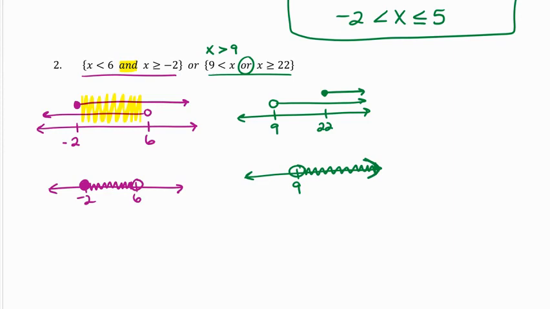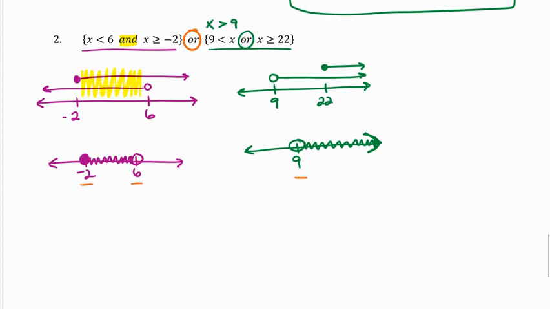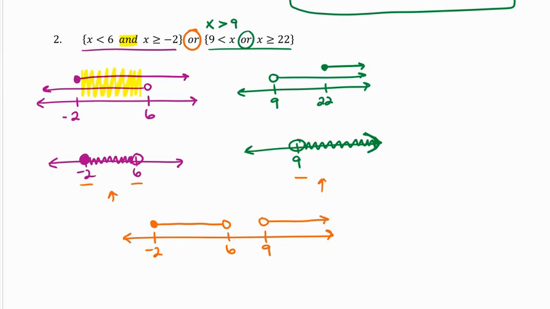Okay, then we've got to put them together with our or, right? Okay, so to put those together, and now I've got a -2, a 6, and a 9. So I need to put all three of those numbers on my next number line here. So we'll go -2, 6, and 9. And we're just going to put those pieces on there. So this first one here, I've got a closed circle at -2, open at 6, and it's shaded in between. And then the other piece over here, I've got an open circle at 9, and we're shaded to the right, right?